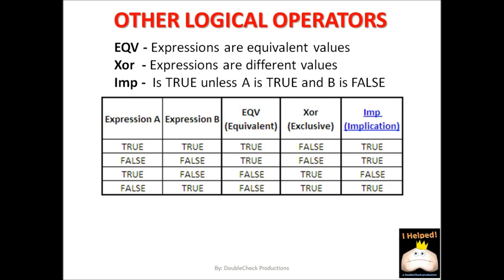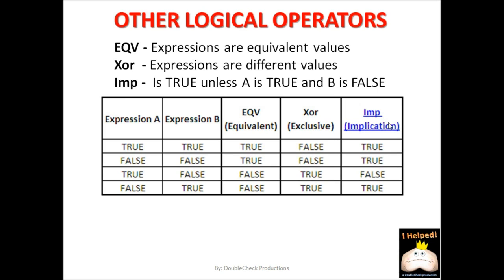Otherwise, it'll always come out true. So let's go ahead and look at the examples that we have. Here we have expression A is true, expression B is also true. These are equivalent values, therefore equivalent is true. They are not exclusive values, meaning that they are not differing values. Both of them are equivalent. Therefore, the exclusive value comes out false.